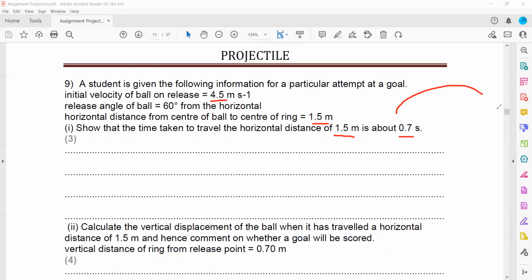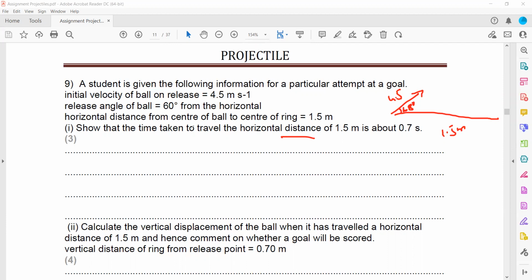So the student is attempting a goal, and the initial velocity is 4.5. The ball is released at an angle of 60 degrees with the horizontal. So 4.5 and 60 degrees. And the horizontal distance from the center of the ball to the center of the ring is 1.5. We have to find the time it takes to travel the horizontal distance of 1.5, which is about 0.7 seconds.